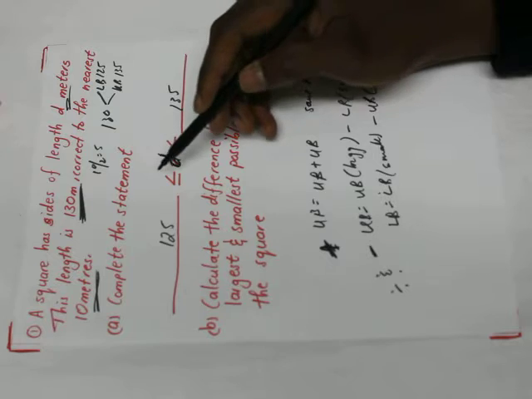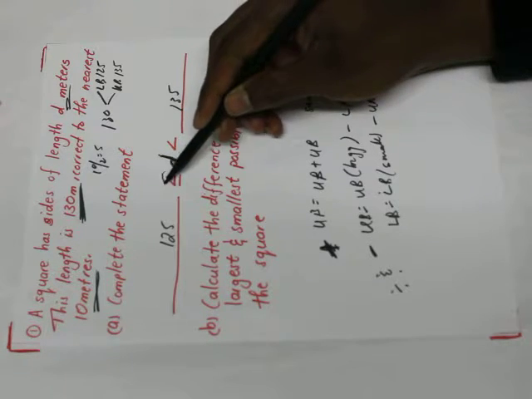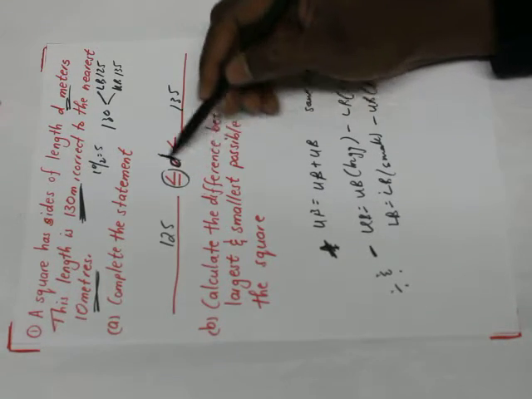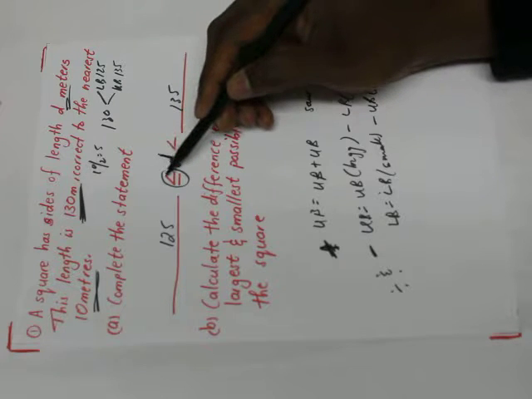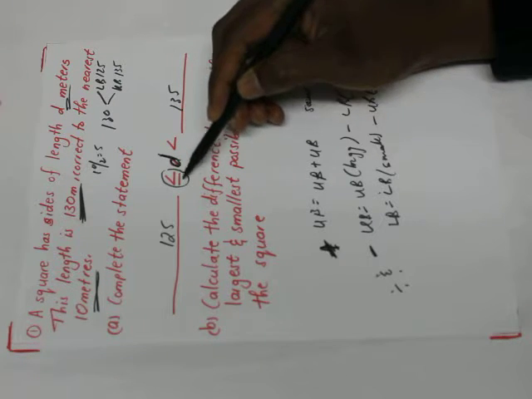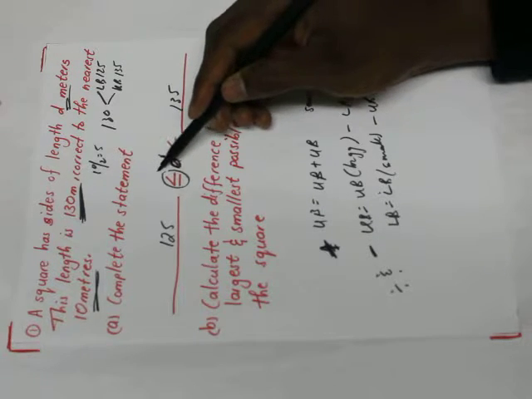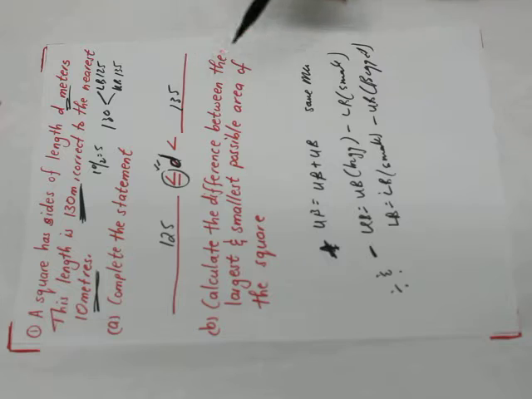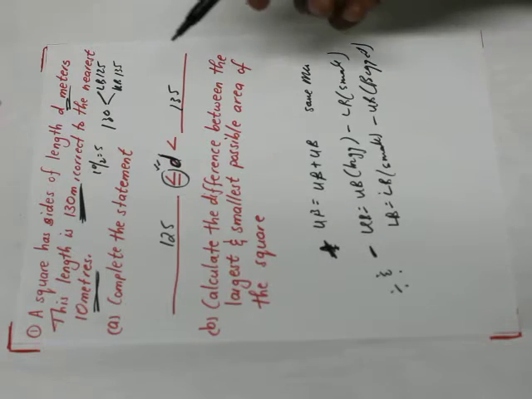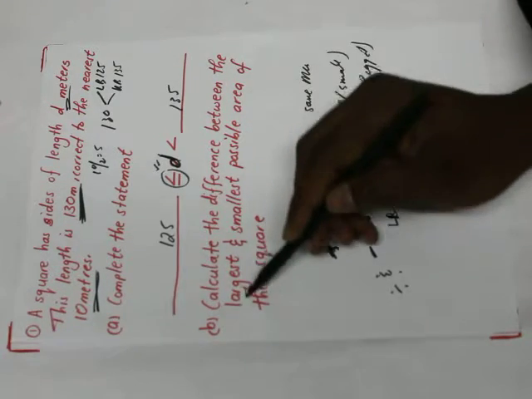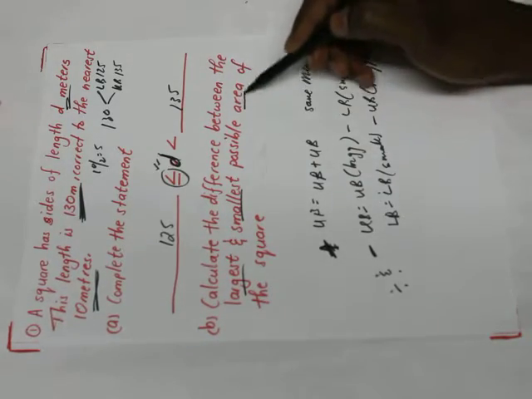But what I want to highlight also is that when you are not given this on a silver platter like this, always know that it's smaller than or equal to, but here it's just smaller than, not equal to. It's a very strong deviation that you should know there. And let's move on. Calculate the difference between the largest and the smallest possible area of the square.